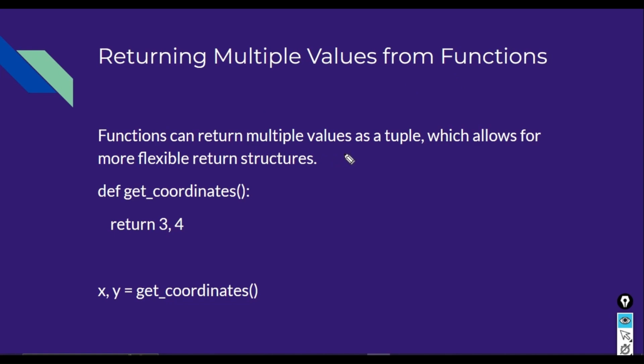Next is returning multiple values from functions. Functions can return multiple values. So when function is returning multiple values, then internally Python is using tuple concept. For example, I want to return these two values 3 and 4 from this function. So what Python is doing, it is packing these two values in one tuple and returning those values. So internally Python is using tuple concept for returning multiple values from function.